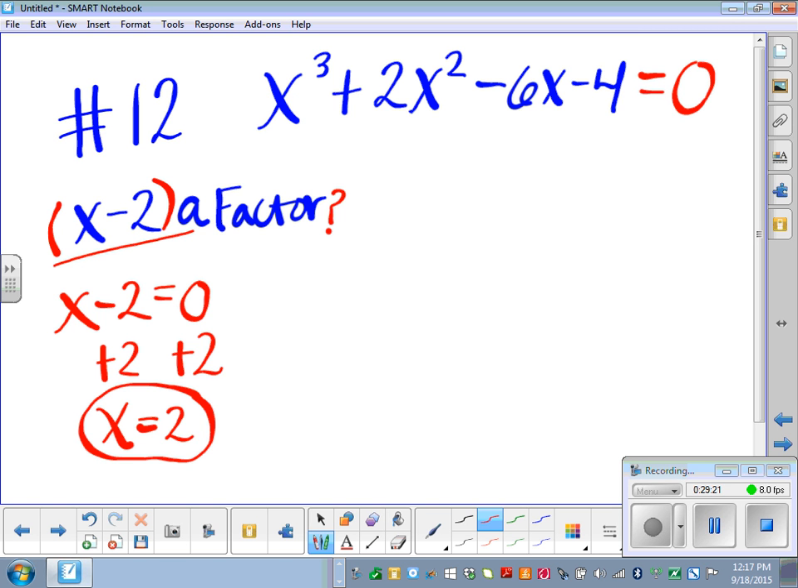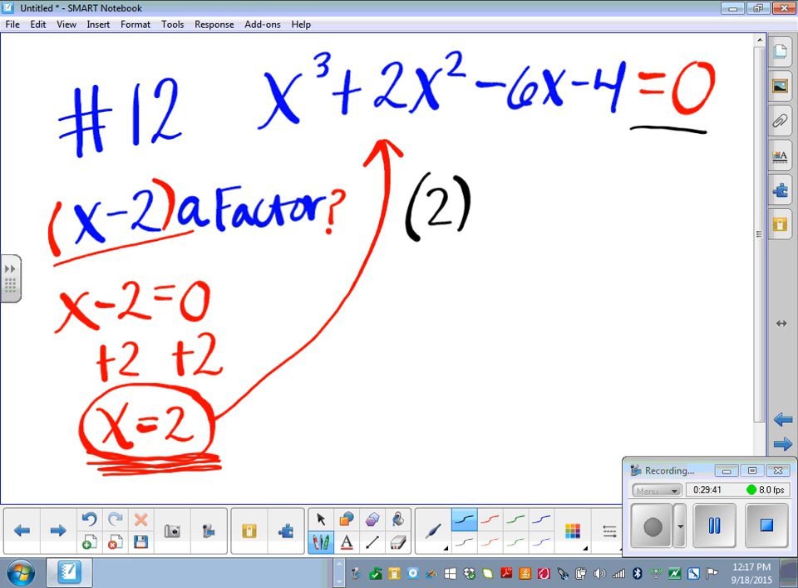Now if x minus 2 is truly a factor, then when we plug in what the actual root is, so we solve for the root, we solve for the answer, and we go and plug that back into our equation up here, it better be equal to 0 after we plug that in. So let's plug it in and see if we get 0.